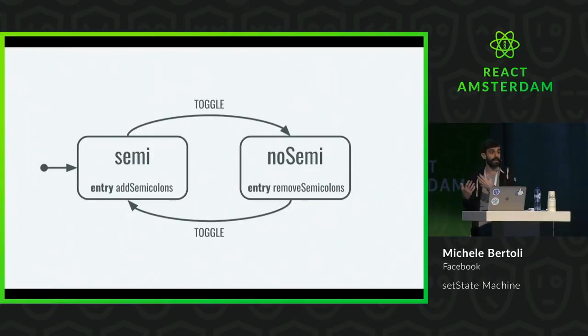And when we enter the no semicolon state, the action is going to be remove semicolons. So now it should be clearer to you what actions are. Basically labels that describe what should happen when the machine enters that state. So we're just going to send the machine the toggle event, and the machine is going to tell us, hey, you now should add semicolons, you now should remove semicolons.